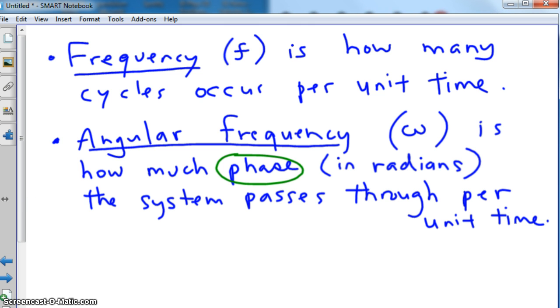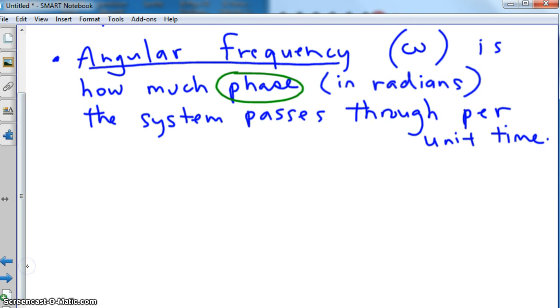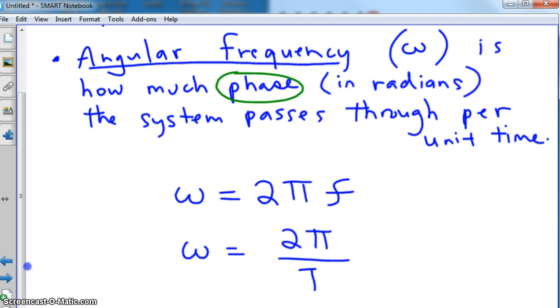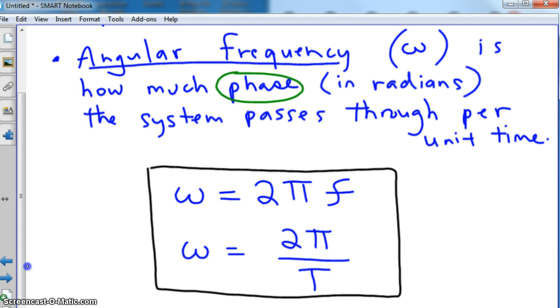Now, in one complete cycle, we pass through 2 pi radians of phase. So there's a special relationship between angular frequency and regular frequency. Angular frequency equals 2 pi times the regular frequency. And this relationship we could write in terms of the period of oscillation, like that. These are 2 very important equations which we will use repeatedly in this unit.